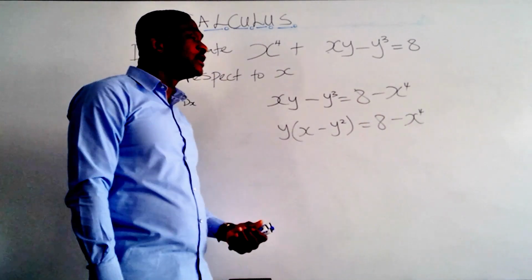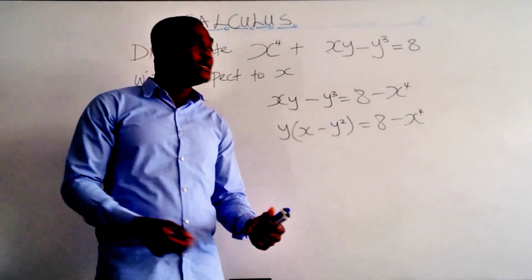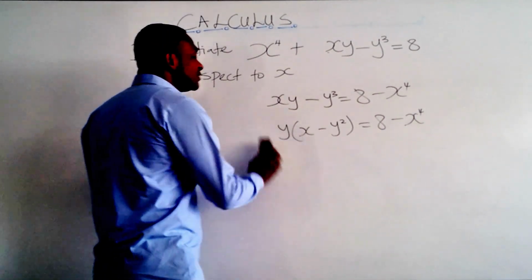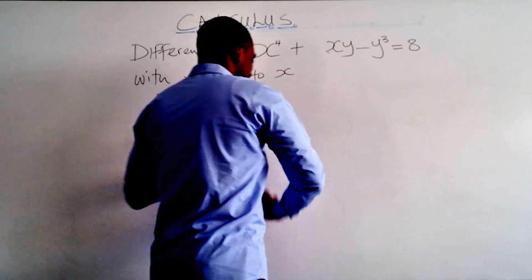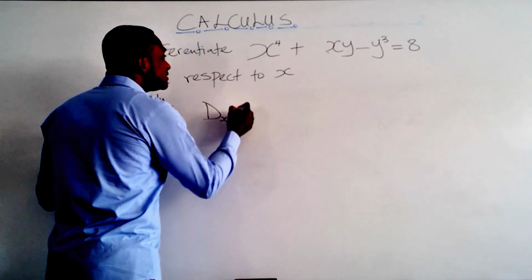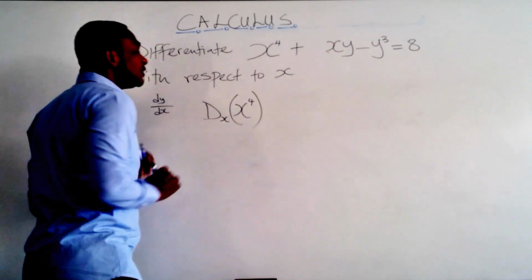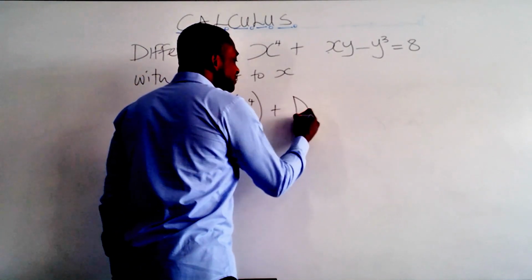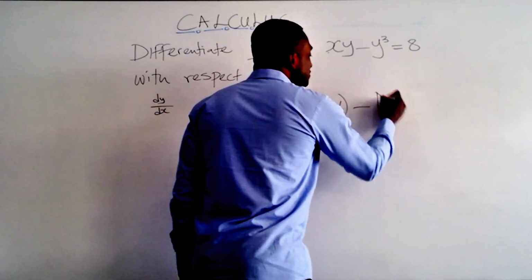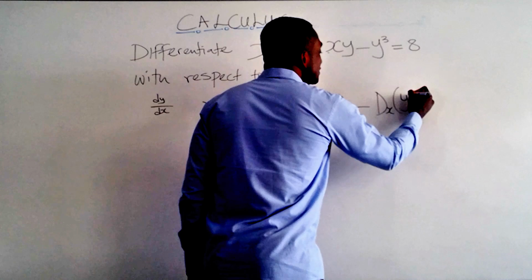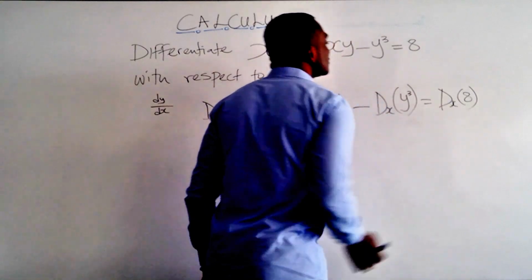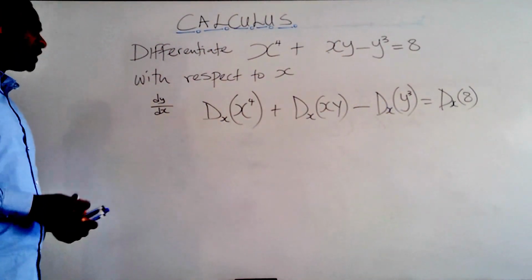So if this cannot work, we use the implicit method, which means differentiate each section separately with respect to x. So what are we going to do? Let's look at that expression. We differentiate x to the power of 4 on its own. We also differentiate xy on its own. We also differentiate y cubed on its own. And we also differentiate 8 on its own.